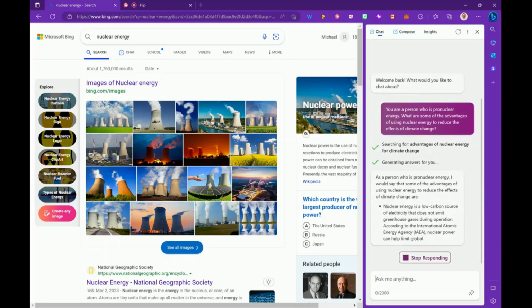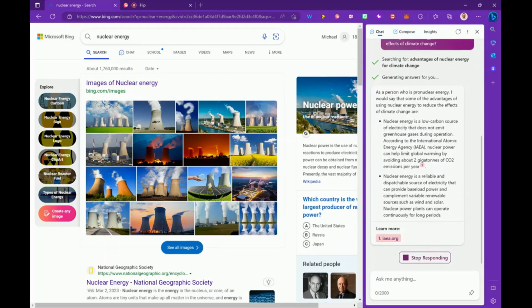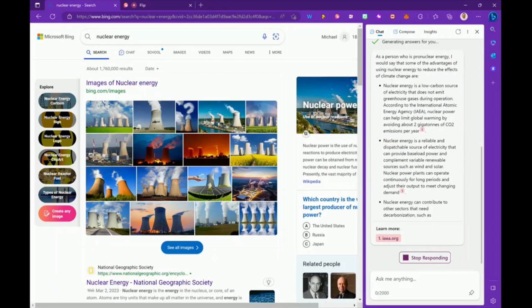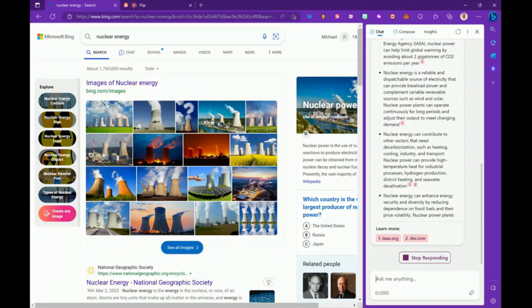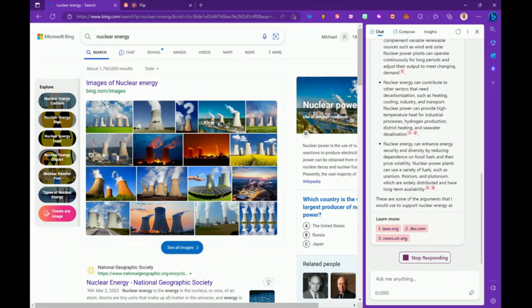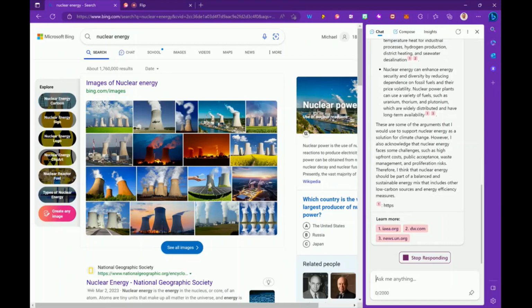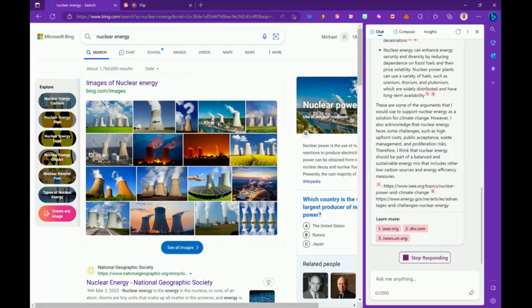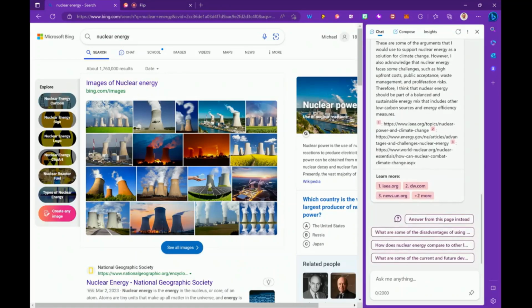Okay, so as a person who's pro-nuclear energy, nuclear energy is a low carbon source of electricity. It's a reliable and dispatchable source of energy, and it also creates other industries, and it can enhance energy security. Okay, so these are some of the positive arguments towards the use of nuclear energy. Okay, and it's also got the citations there from the IAEA, DW, and the United Nations. Okay, so that is the pro argument.